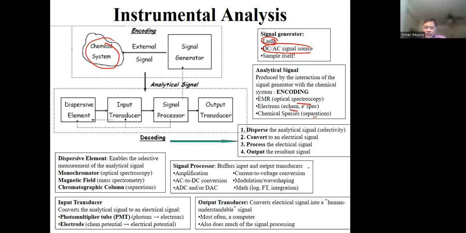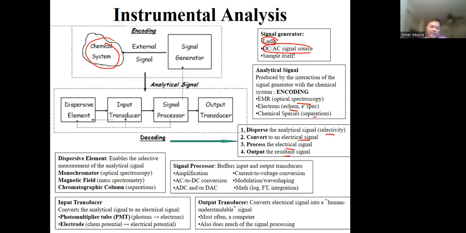So the main thing is you're going to look at something that, when you interact with your analyte, is going to produce some sort of a signal. So find something that produces a signal, and that signal will have some sort of a relationship doon sa target analyte mo. So when you decode it, you can disperse the analytical signal, which is in terms of selectivity. You can convert it to an electrical signal, process the electrical signal, or output the resultant signal.